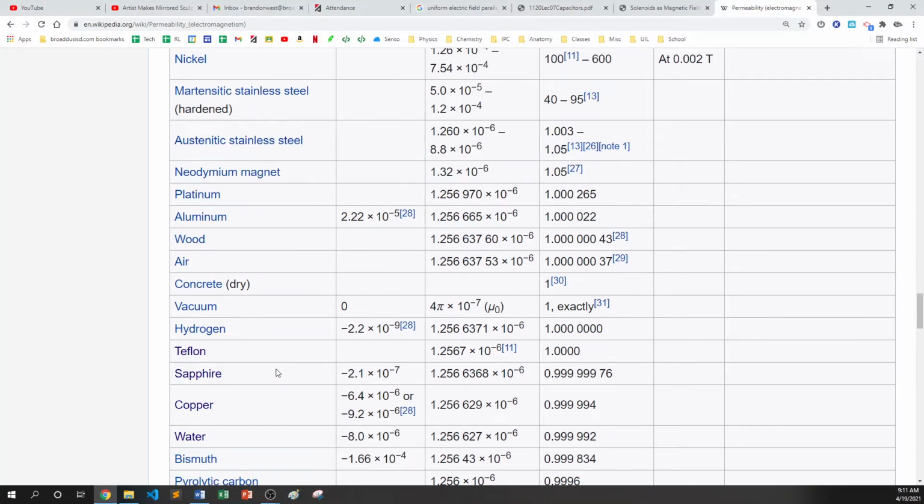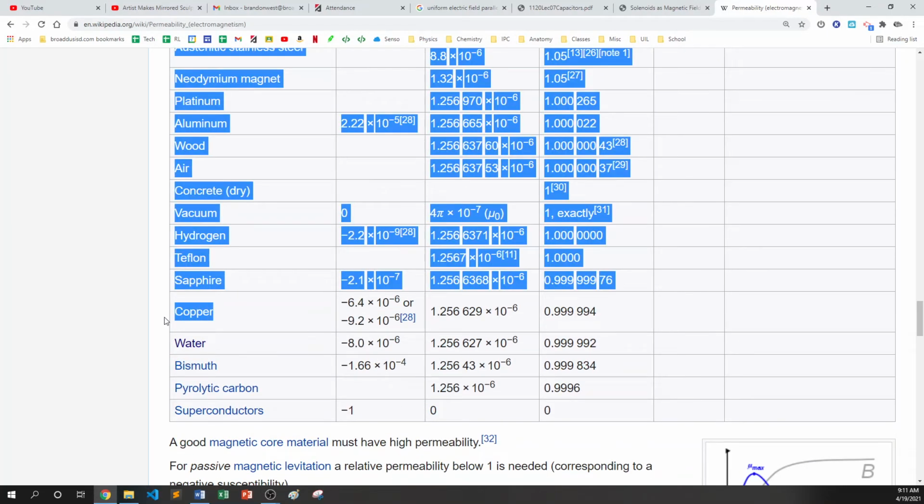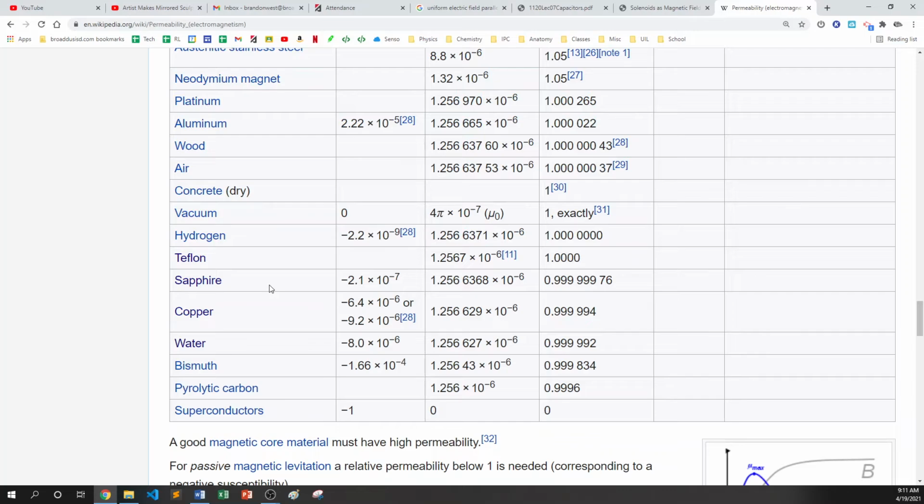It's interesting that copper actually reduces it. So if you were to replace the iron core with a copper core, copper would actually make it worse than air. Which is weird.